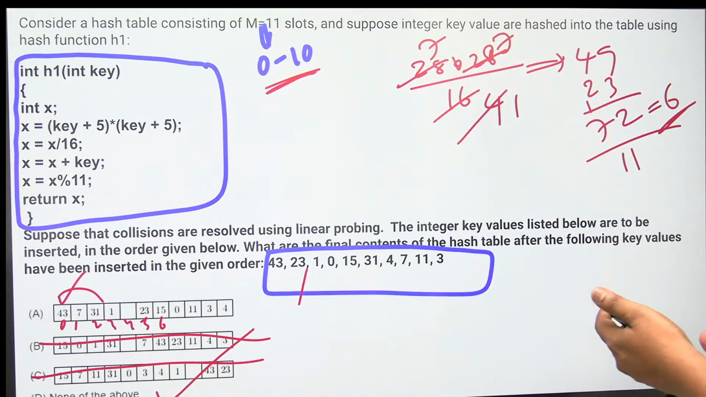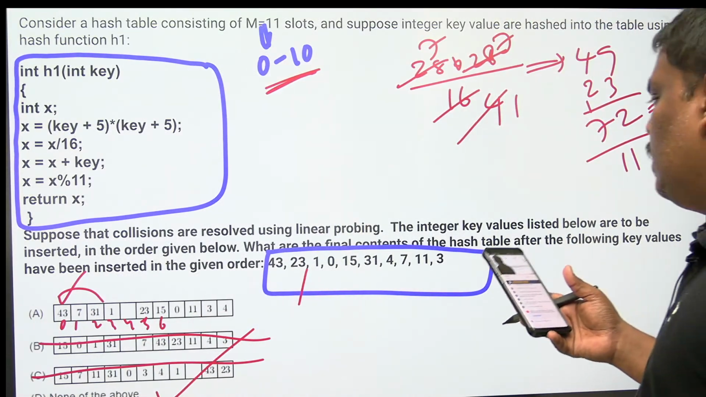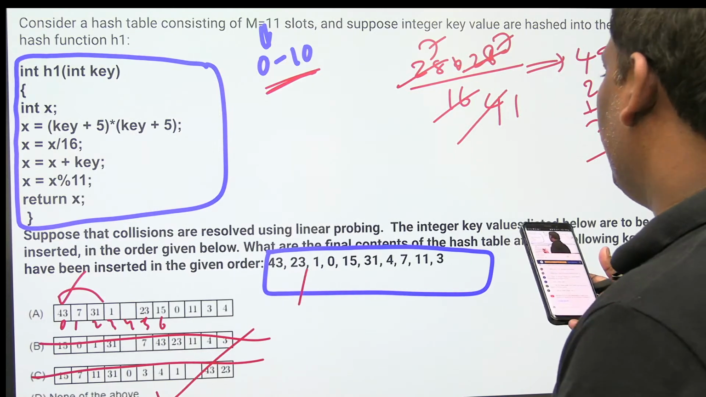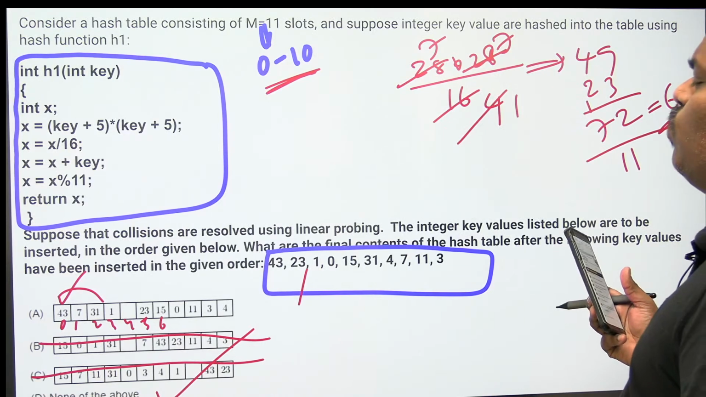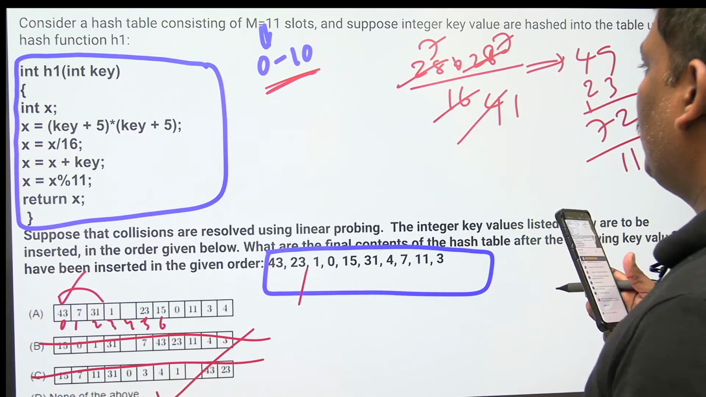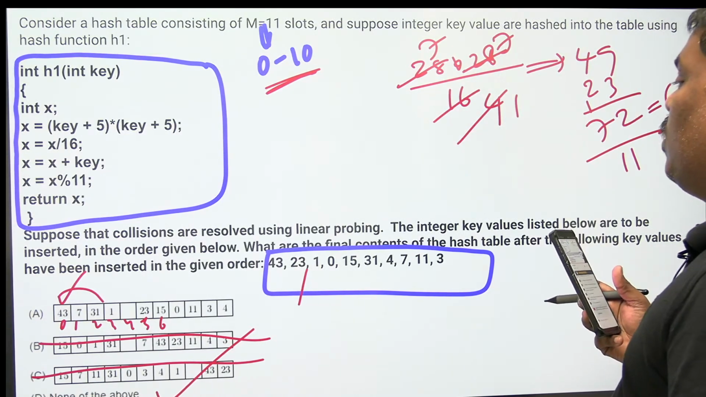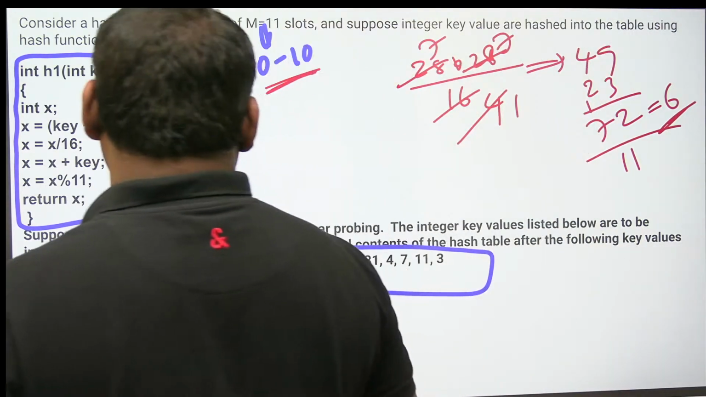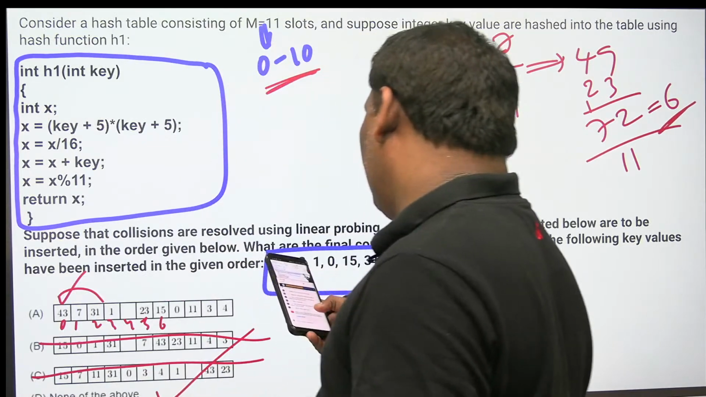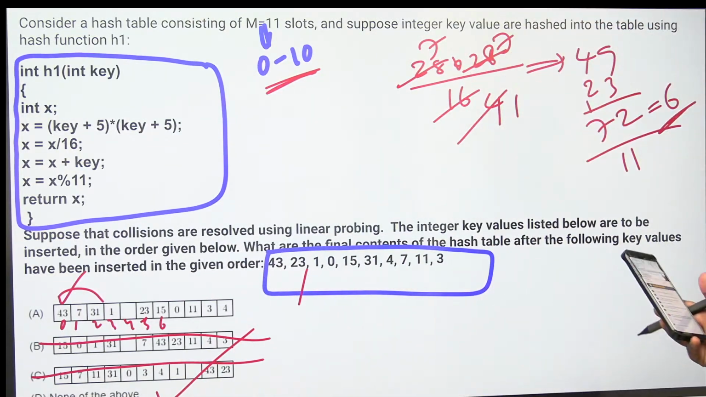So in this problem, the things which you have to understand are: what is the hash table size, what is the hash function, and what are the keys given. Collision will come, how to resolve. Until now, no collision. So for this problem, the answer is going to be none of these.